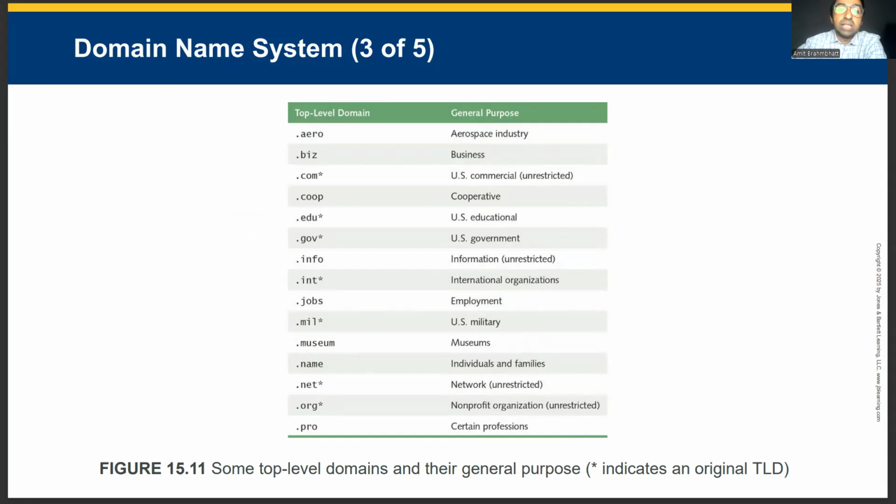This slide lists examples of top-level domains, including original TLDs like .com, .net, and .org. TLDs help categorize websites and provide structure to the global naming system.